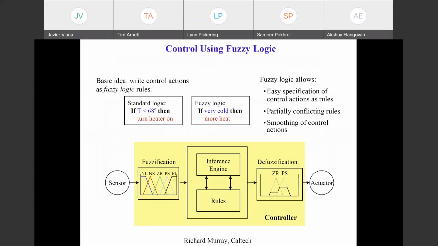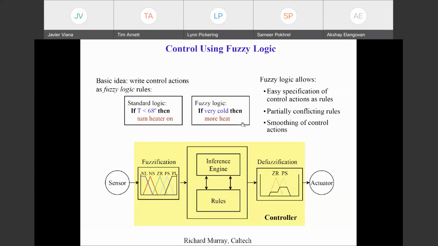So control using fuzzy logic. The basic idea is you write control actions as rules. The difference between this and a typical if-then statement is that we have that overlap and fuzziness involved. You can see this in standard logic. Let's say that we had a heating system, and we have a simple rule that just says if temperature is less than 68 degrees, then turn the heater on. That simple. And that means that if it goes below 68 degrees, the heater will always be on, and apparently the heater will just be on full blast, full power.